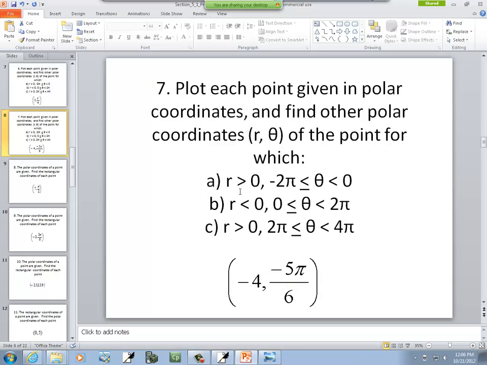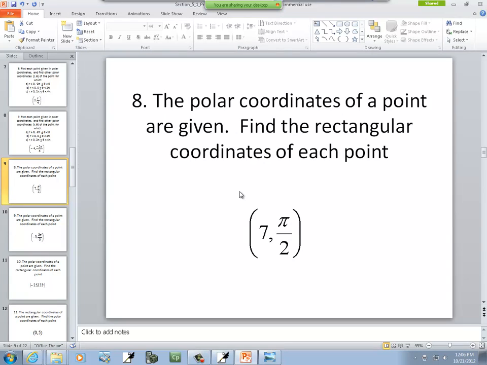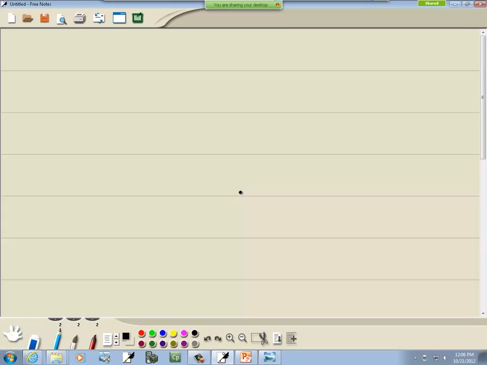Next problems ask us to do some conversion. It says the polar form is given, convert it to rectangular. So let's look at some of our formulas to help us with this.